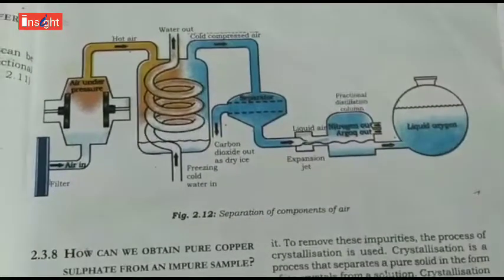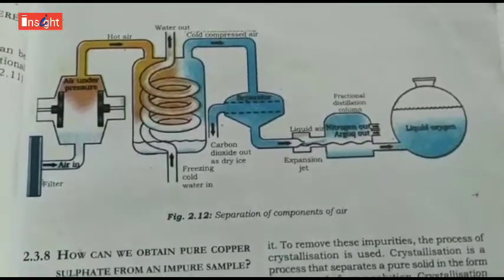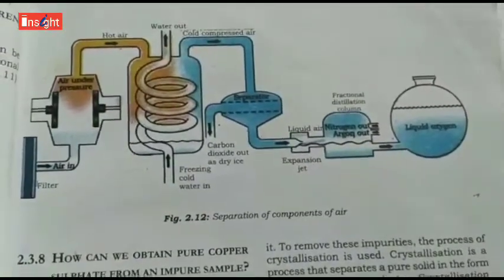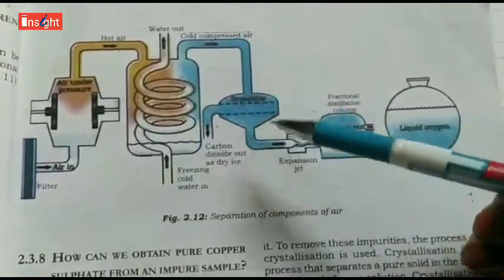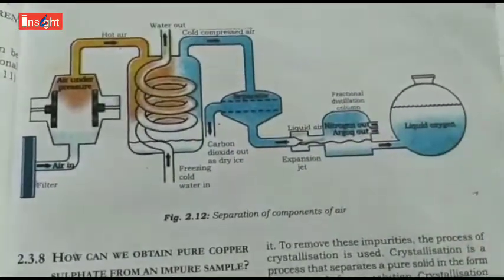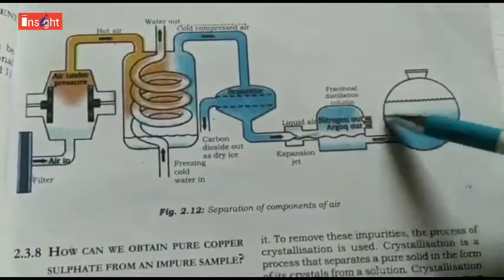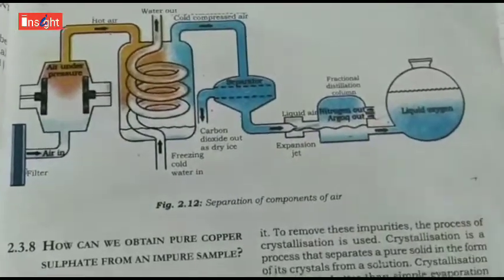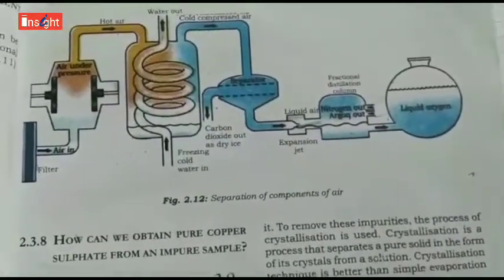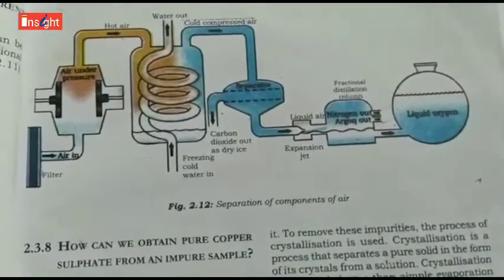First of all, the air is compressed by increasing the pressure, and it is cooled down by decreasing the temperature, so that we can get liquid air. After getting the liquid air, it is allowed to warm up slowly in the fractional distillation column, and the gases are separated out at different heights depending on their boiling points. So this is how we can get the different components from the air.